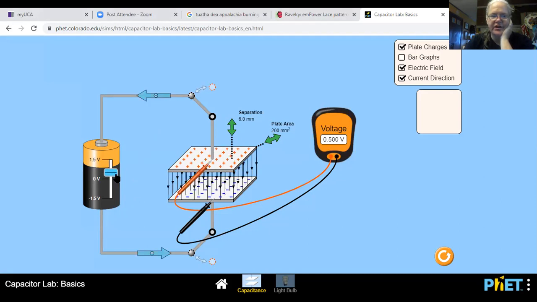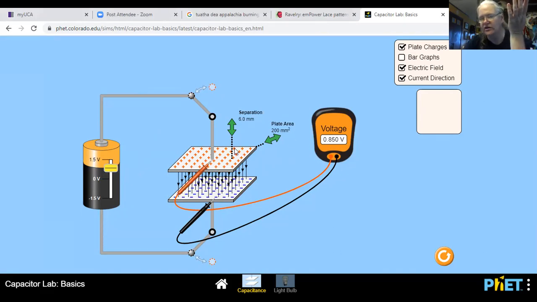And as I put this in here, you see what I've got is, as I increase this to plus, I get positive charges lining up on this part of the plate, negative charges lining up on this part of the plate, okay? All right, and there's my voltage. So if I increase the number of charges, the voltage increases. Now, what are some other ways that I could increase the voltage?